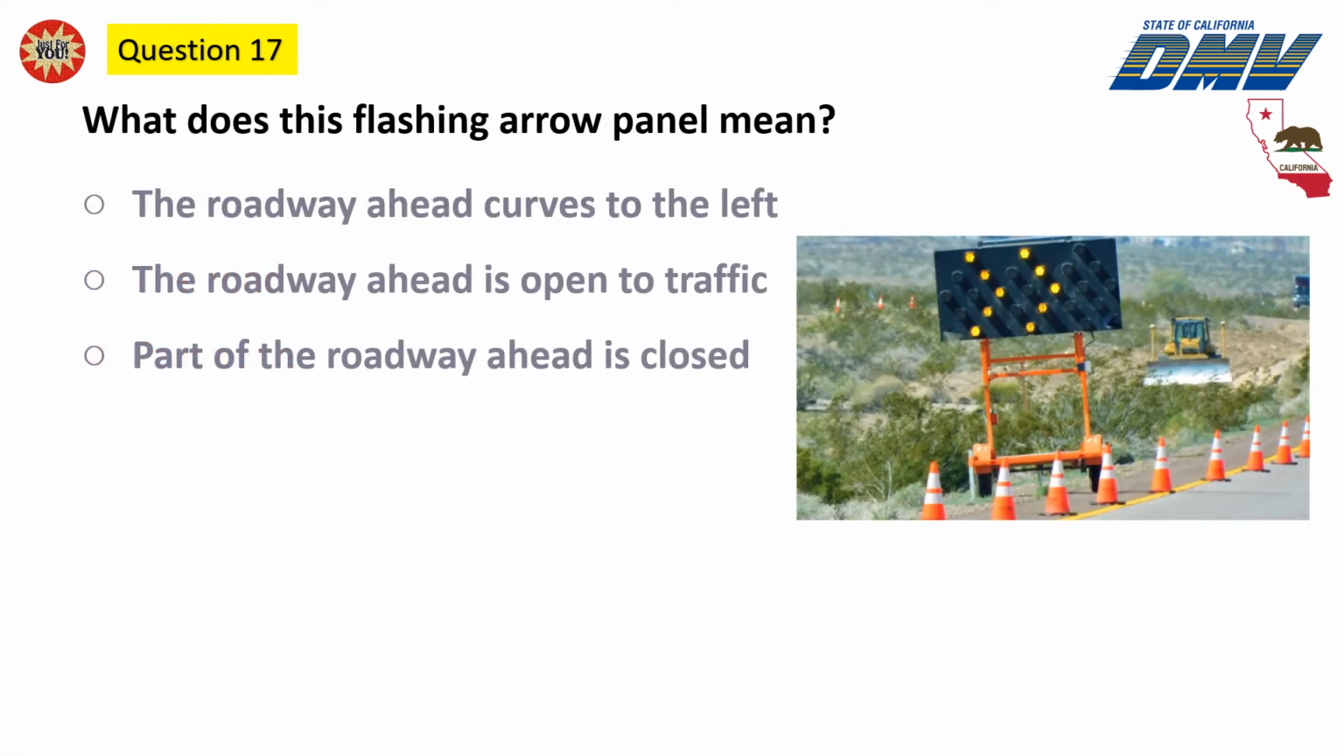Question 17. What does this flashing arrow panel mean? The roadway ahead curves to the left. The roadway ahead is open to traffic. Part of the roadway ahead is closed.